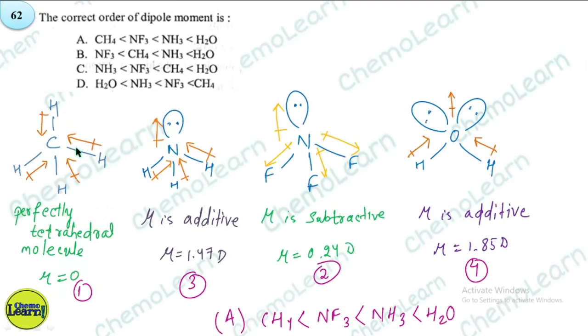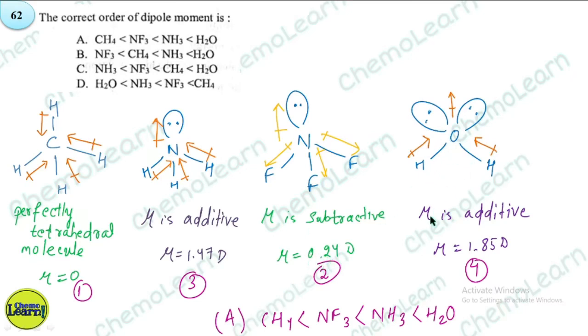CH4 has a perfect tetrahedral structure, so here dipole moment mu is equal to 0. In case of NH3, nitrogen is more electronegative than hydrogen, so here mu is additive, and the resultant dipole moment will be directed in this direction, and mu will be equal to 1.47 D. In NF3, mu is subtractive because fluorine is more electronegative than nitrogen. So the resultant dipole moment mu will be equal to 0.24 D.